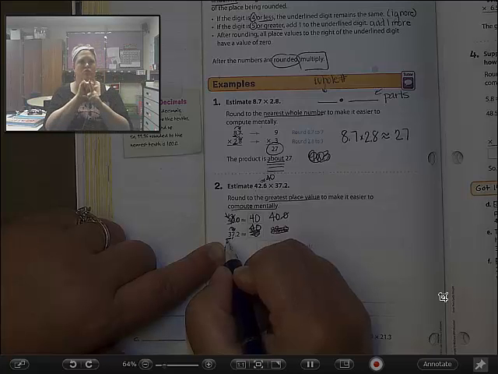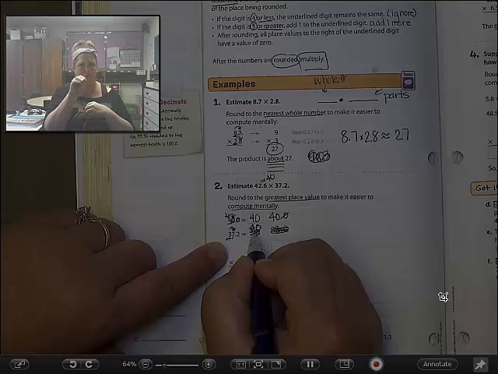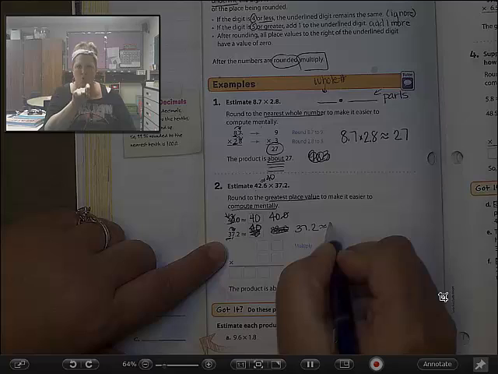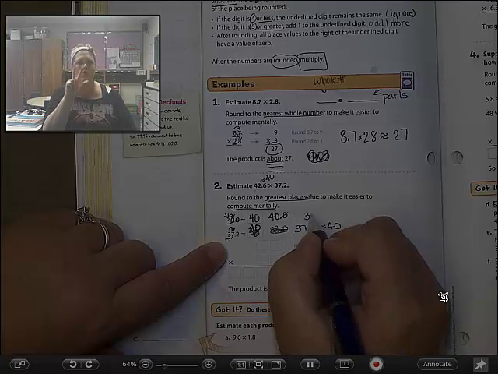Here's a new word for me. Annex means place zeros at the end of a decimal. So 37.2 is about 40 again.